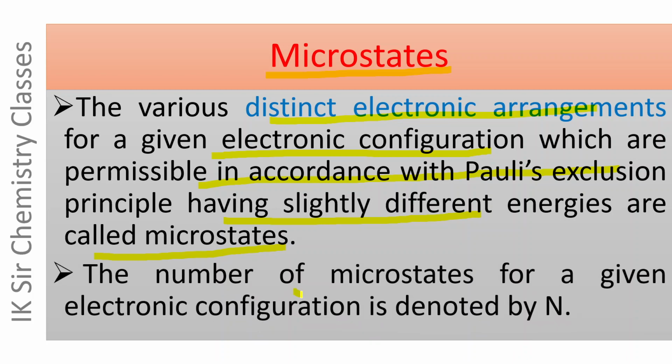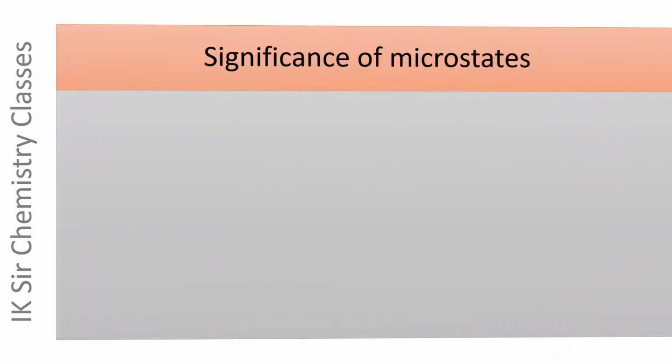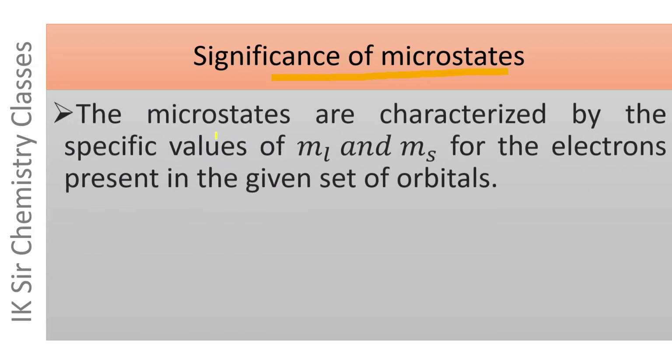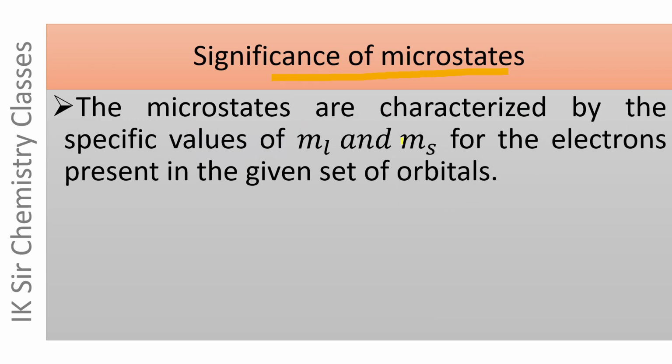The number of microstates for a given electronic configuration is denoted by N. Significance of microstates. The microstates are characterized by specific values of ml, that is magnetic orbital quantum number, and ms, that is magnetic spin quantum number of electrons present in the given set of orbitals.